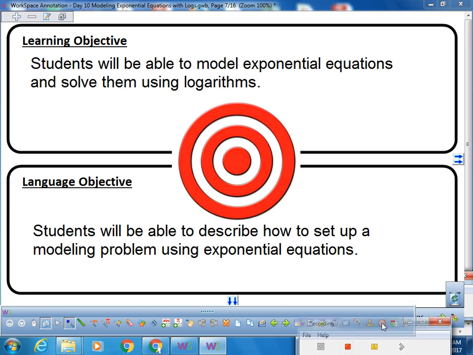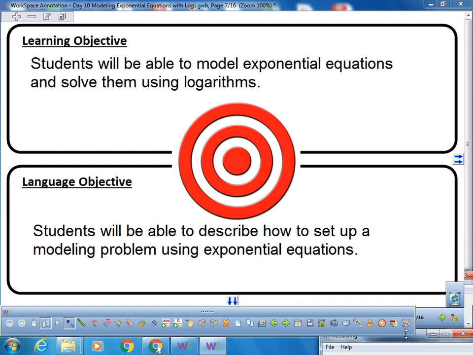We're going to be able to model exponential equations and solve them using logarithms. So a lot more of the same of what we've already been doing. So let's take a look.